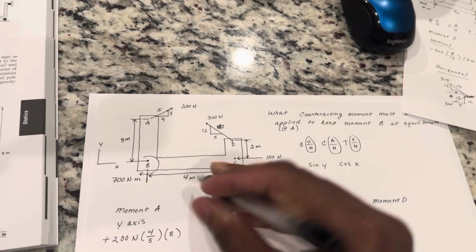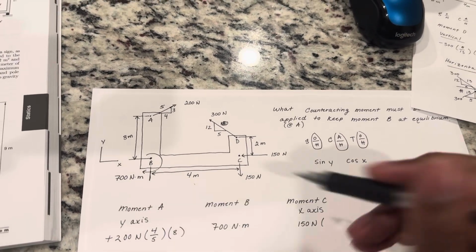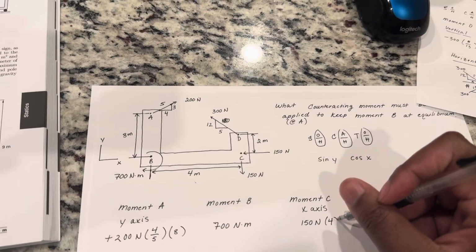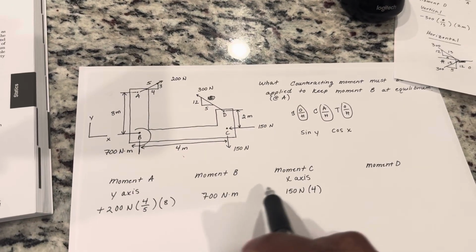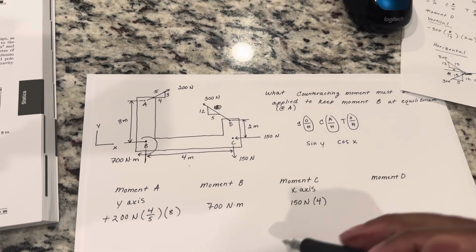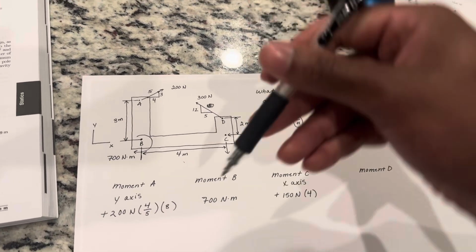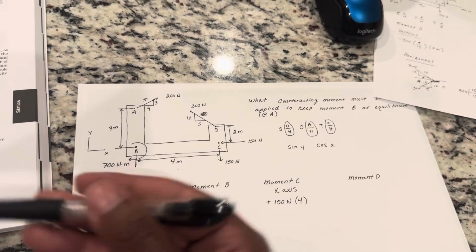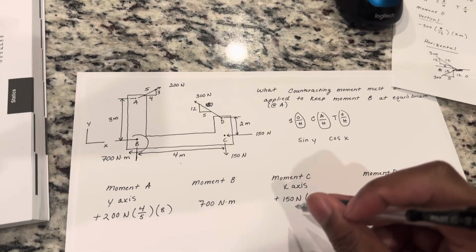Newtons with a distance of 4 meters from this moment. And if you already know this is going to be positive, give yourself a pat on the back, because this is certainly positive, because it's going to be going in the direction of that moment spinning clockwise. So this would be positive.